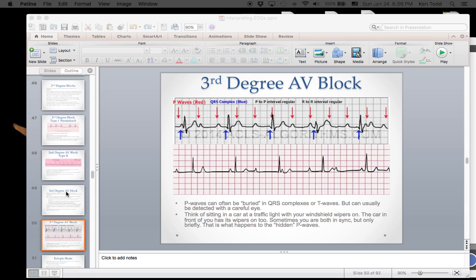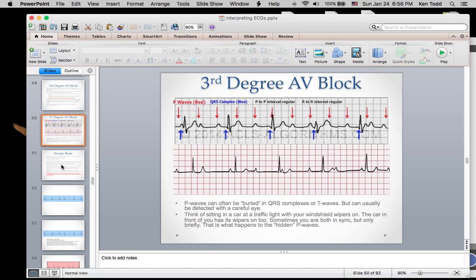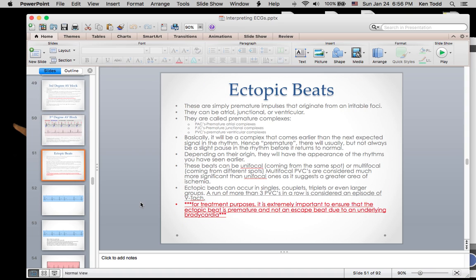Another thing that can get people is ectopic beats. And all ectopic means is extra. Now, normally they're premature. You just have to try to differentiate to make sure that they are not escape beats. In other words, that you have a block and no signals coming, and one, like your third string quarterback, is trying to take over to keep you alive.